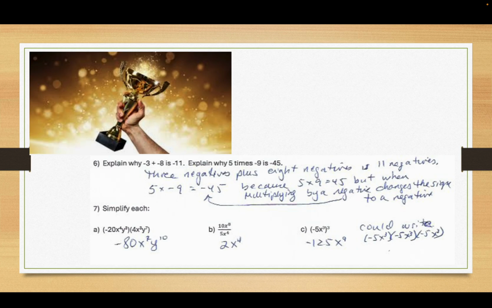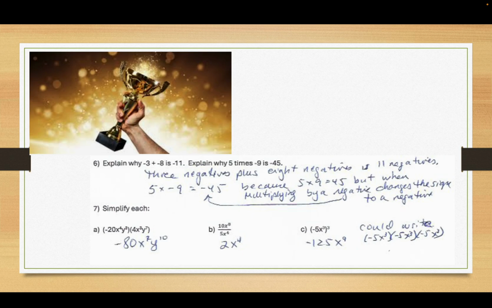Okay, number 6 gets into something from the last lesson that we had, which says explain why -3 plus -8 is -11. And a negative is a type, it's a category. So if I have 3 things that are negative and 8 more things that are negative, then altogether I have 11 things that are negative. Similar to the idea that if I had 3 trophies and 8 trophies, I would have 11 total trophies.